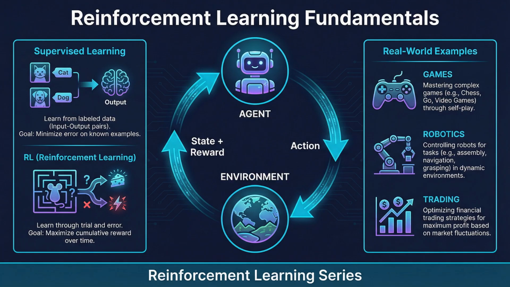So what exactly is reinforcement learning? At its core, RL is about an agent interacting with an environment in a continuous loop. The agent observes a state, takes an action, and receives a reward along with a new state. This is fundamentally different from supervised learning, where we have pre-labeled training data. In RL, the agent must explore to find what works. Real-world applications include game-playing AI, robotics control, and financial trading systems.